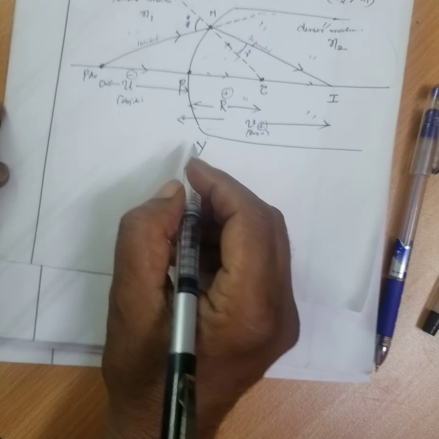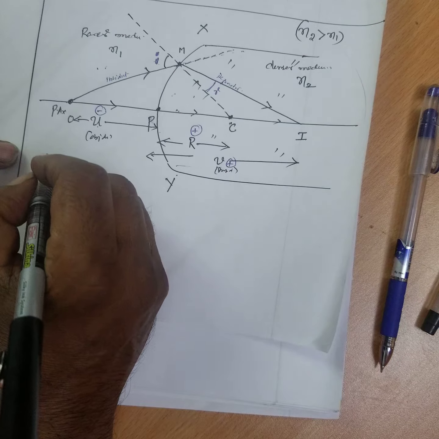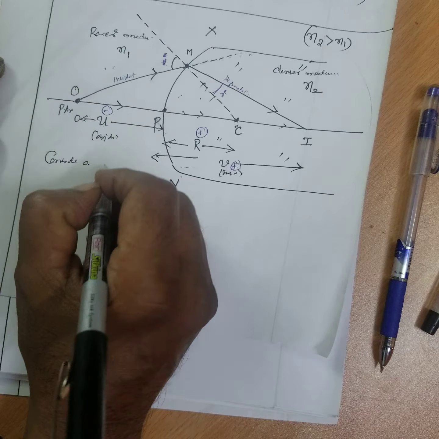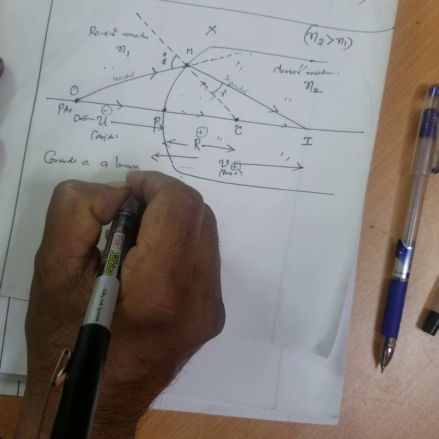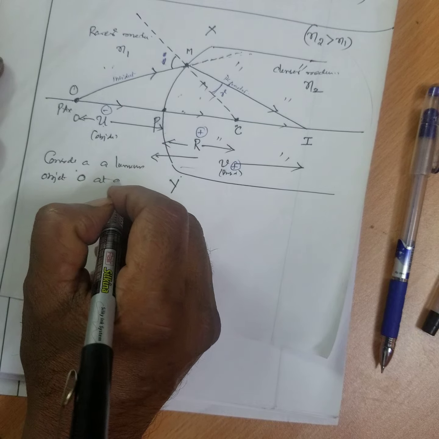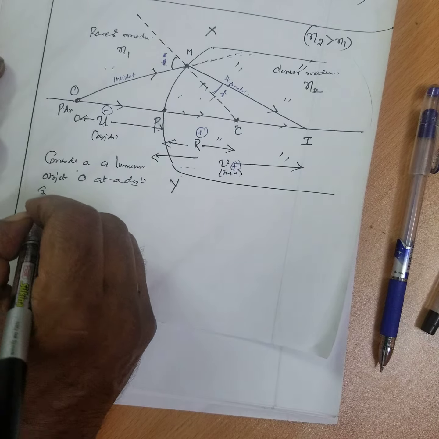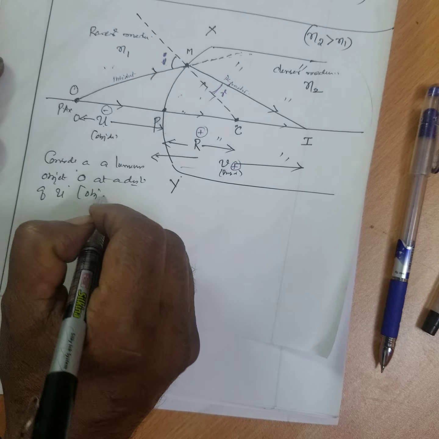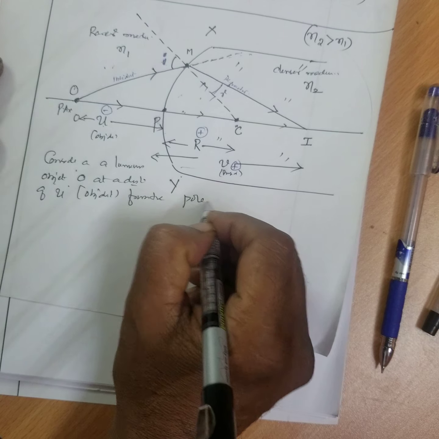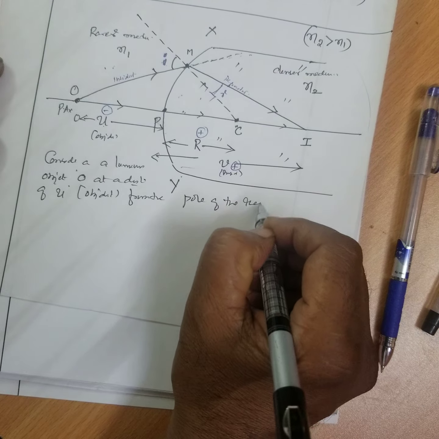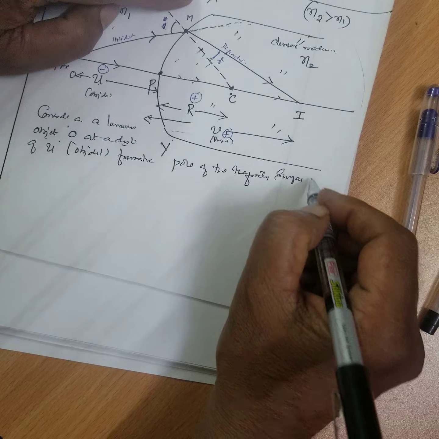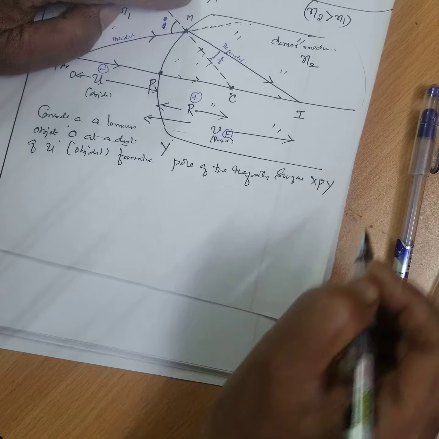Now i is the angle of incidence. You got it, right? Here consider a luminous object O at a distance of u. This is the object distance from the pole of the refracting surface XPY.